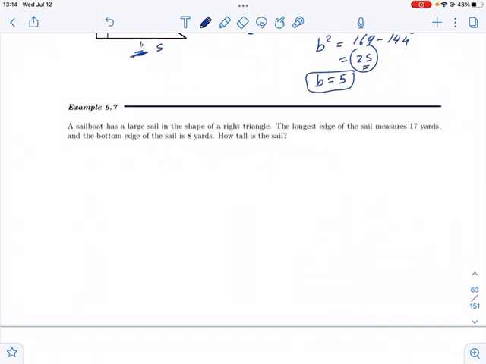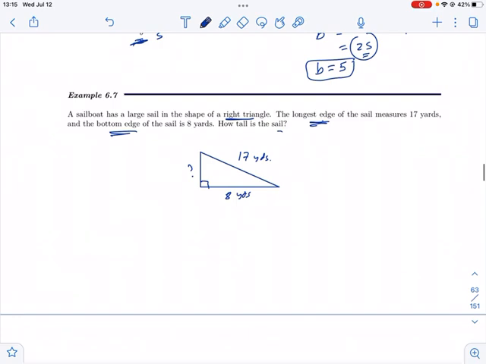Now we have a sailboat with a large sail in the shape of a right triangle. The longest edge of the sail measures 17 yards. This is 17 yards. And the bottom leg measures 8 yards. How tall is the sail? What is the length of this side, the other leg?